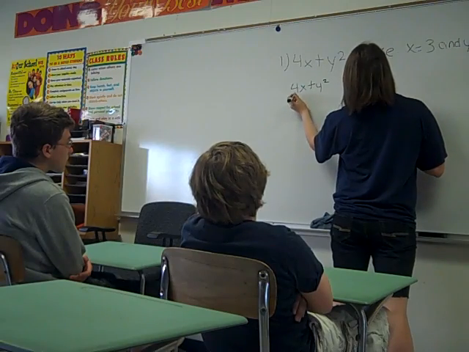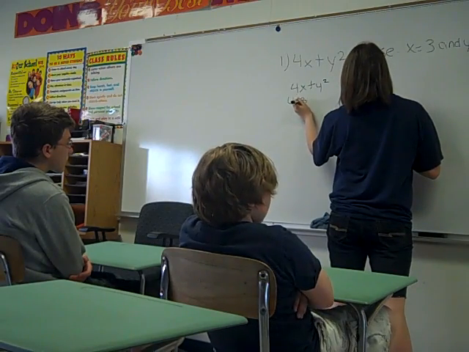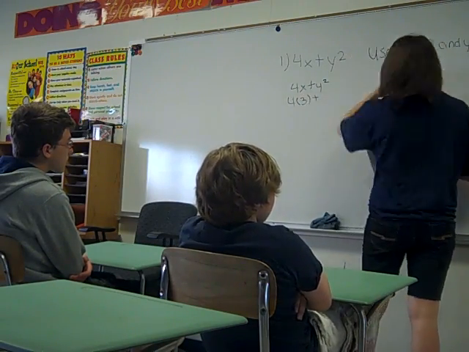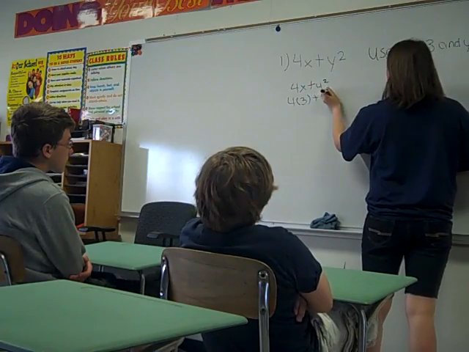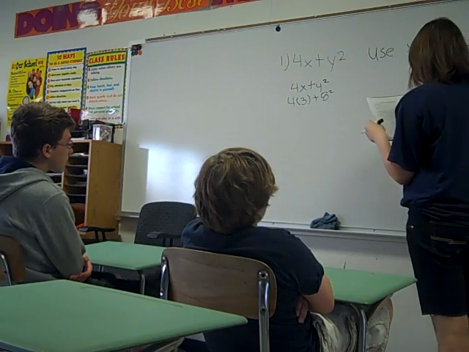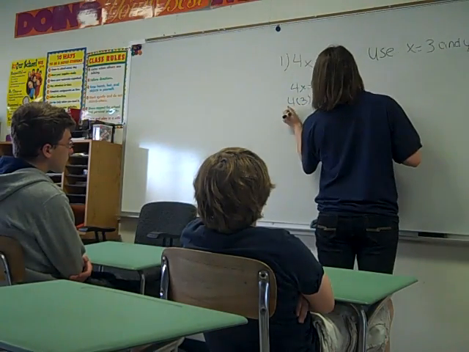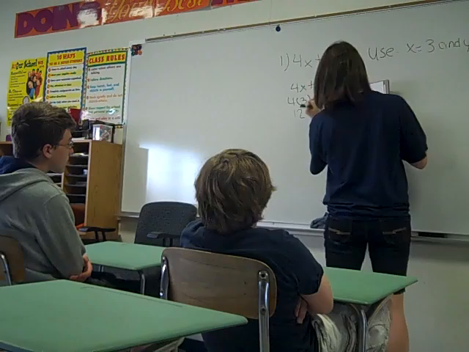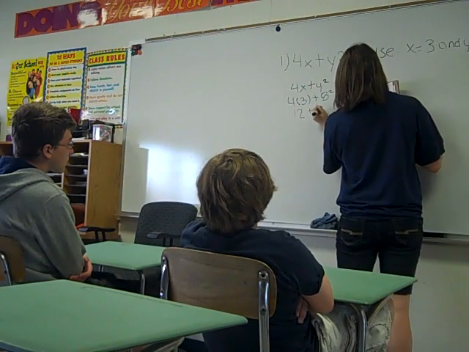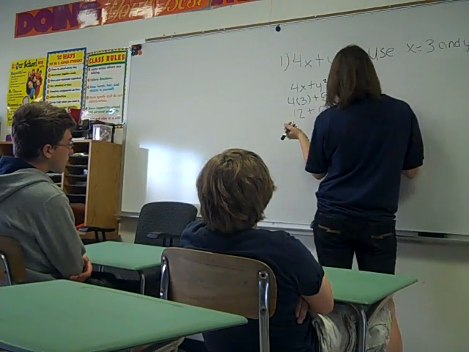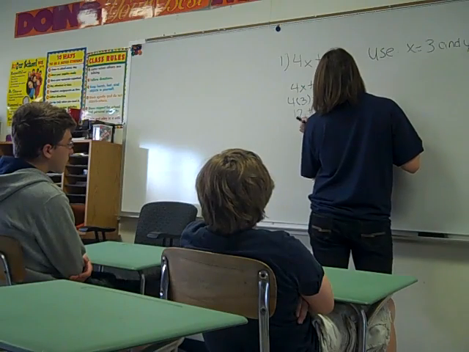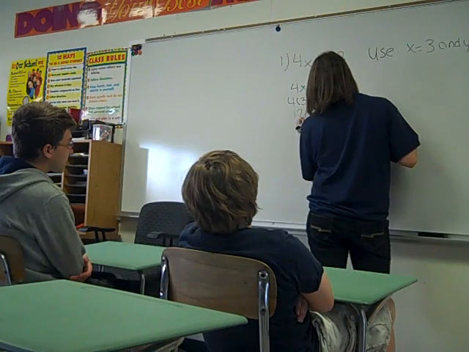So it would be 4, and then you replace x with 3, plus, and then y is 8 squared. Next, you have to multiply each set of numbers one at a time. So 4 times 3 is 12, plus 8 times 8 is 64. And then finally, you would get your final answer, which would be 76.